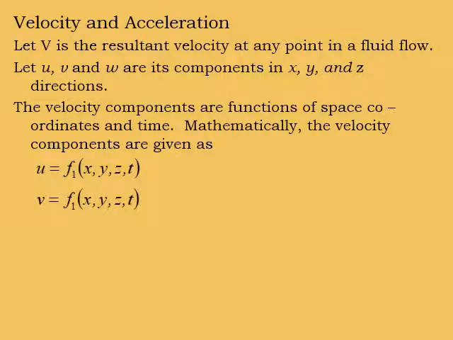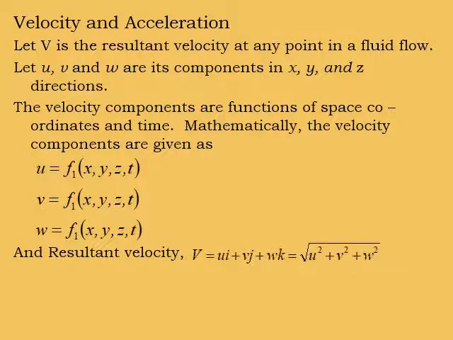Similarly, v is equal to a function of x, y, z and t, and w is equal to a function of x, y, z and t. And the resultant velocity V is equal to u i plus v j plus w k. So that is equal to the square root of u square plus v square plus w square.